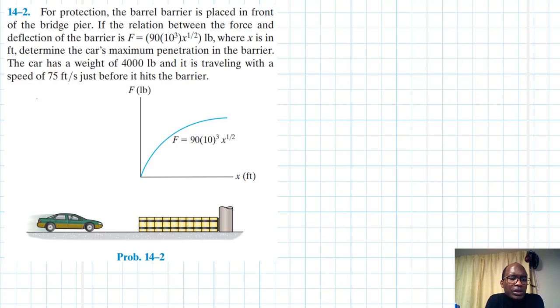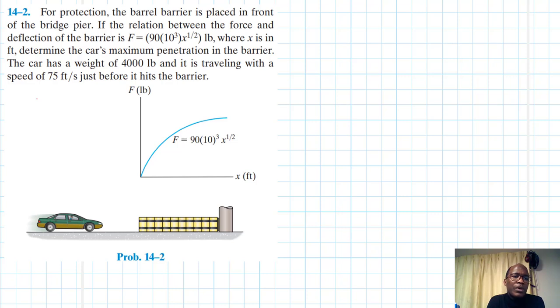The problem is coming from Engineering Mechanics: Dynamics, 14th edition, by R.C. Hibbeler. We have a problem where a barrier is placed in front of a bridge pier, and we've been given a function that relates the force and the deflection of the barrier. We have been asked to determine the maximum penetration of the car in the barrier.